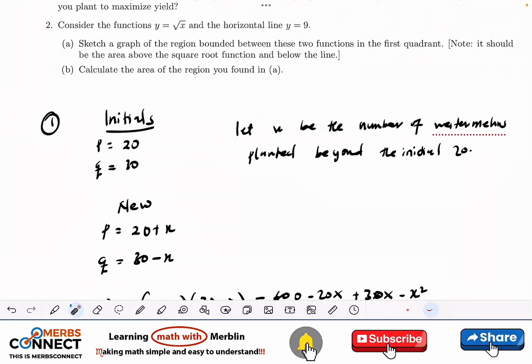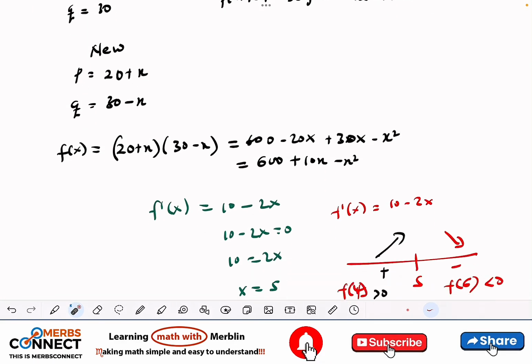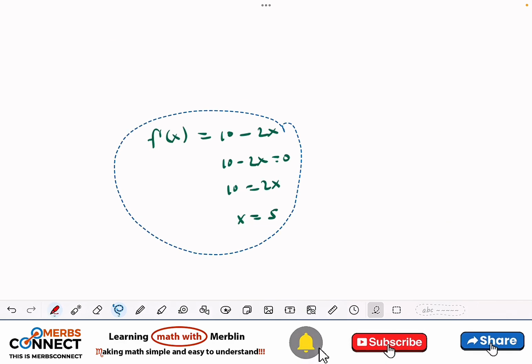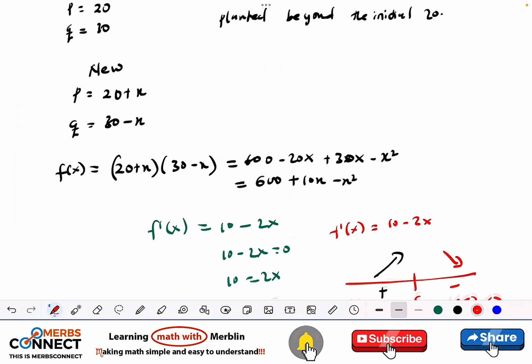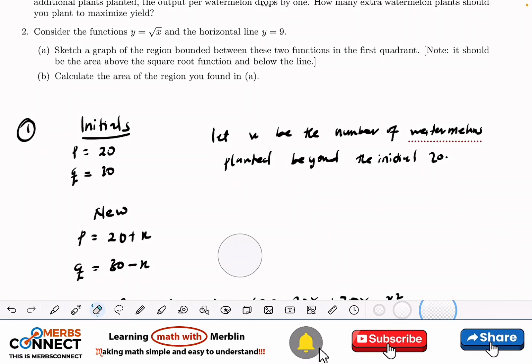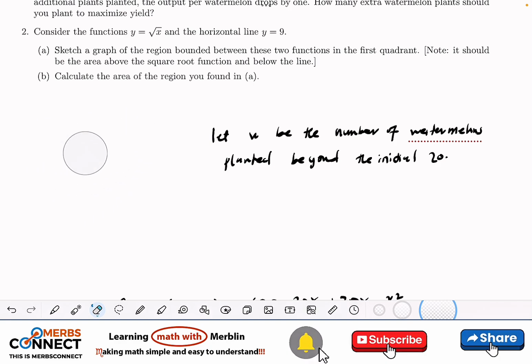Cool. All right, let's look at question 2. But before I start question 2, I need some space. So what I'm going to do is very simple. Let me just clean the solution, and then let's start with question 2. Okay, good.